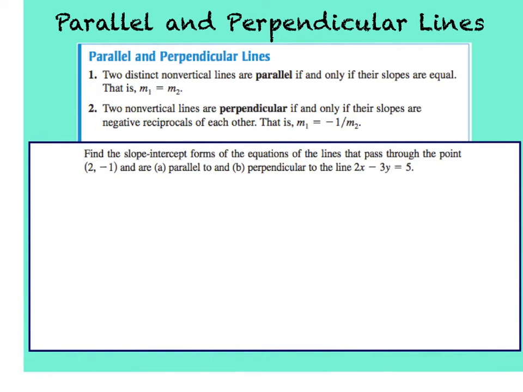Volunteering, go for it. The problem: find the slope-intercept form of the lines that pass through point 2, -1 and are A, parallel and B, perpendicular to the line 2x minus 3y equals 5. Fantastic. So I need parallel and perpendicular lines through that point. What do I need to extract from this line, 2x minus 3y equals 5? I need to extract the slope. So how are we going to do it? We kind of need to solve for y a little bit. How do we do it?